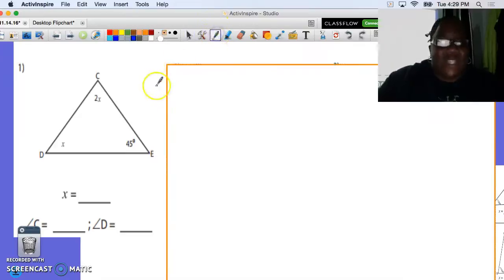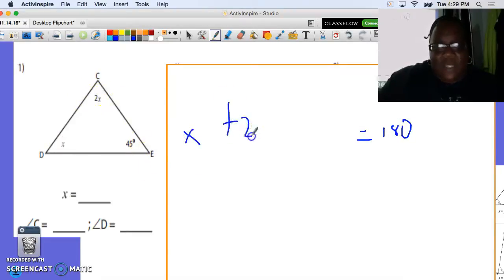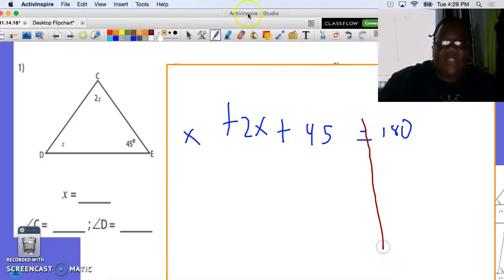Okay, so interior. So now we're back into interior. So we know this plus this should equal 180. So 180, and let's write the equation. This plus this plus this. So x plus 2x plus 45 equals 180. All right. We're going to combine our like terms.